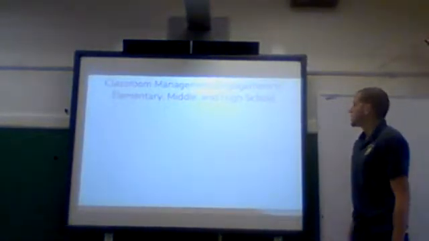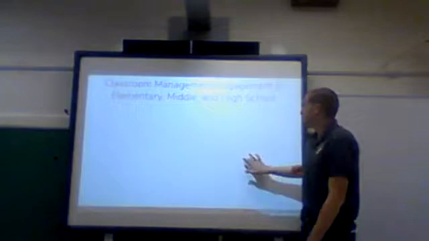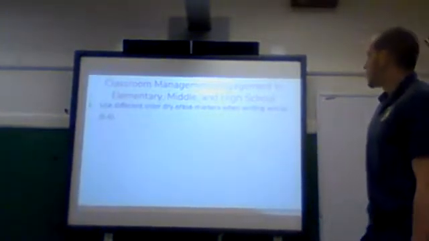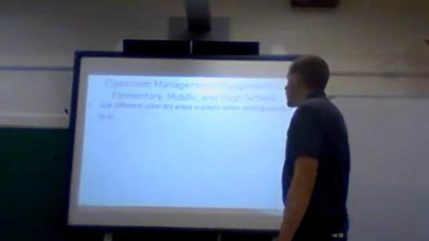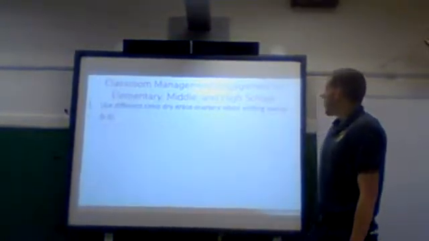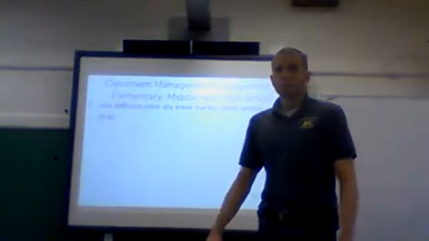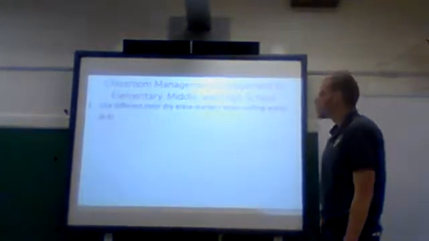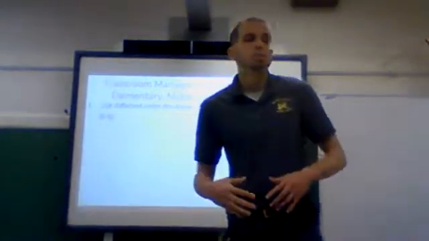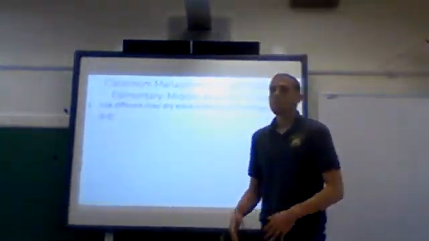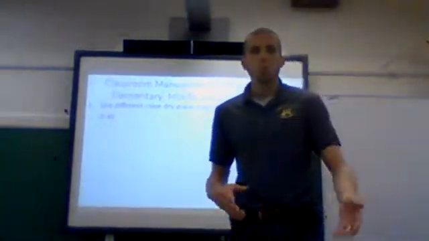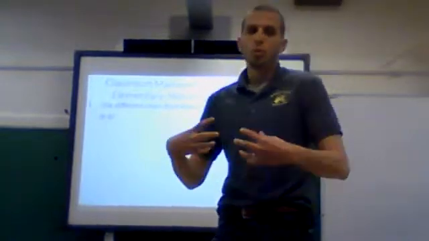Okay, so classroom management engagement for elementary, middle, and high school. So number one, first, use different color dry erase markers when writing words. This is something that applies for K through 6. Okay, helping increase student engagement in the classroom for kids this young, you're going to get more of their attention if you're using things that are colorful. Changes, like one word is green, the next word's yellow, the next one's red and blue. That's going to help draw their attention in.